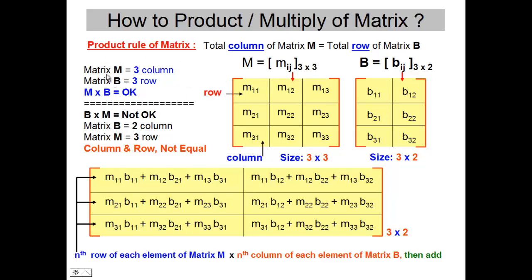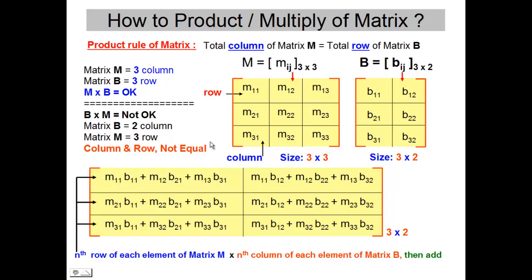So check the rule. Matrix M has 3 columns, 1 2 3, and matrix B has 3 rows, 1 2 3. So M cross B is possible. Matrix multiplication is okay. Now check the reverse. B cross M is not okay. Reason: matrix B has two columns, 1 2, and matrix M has 3 rows, 1 2 3. So the column and row counts are not equal, so B cross M is not possible.